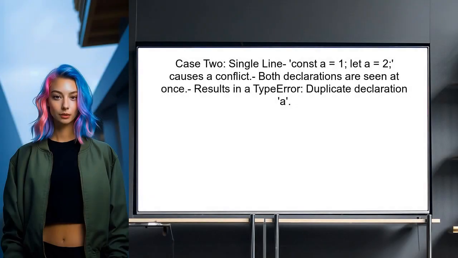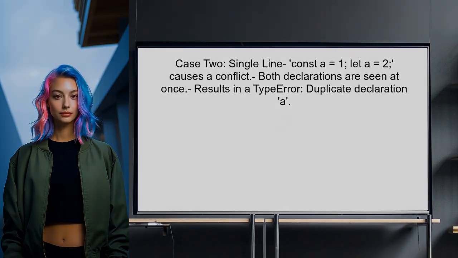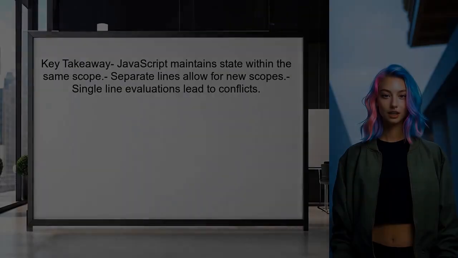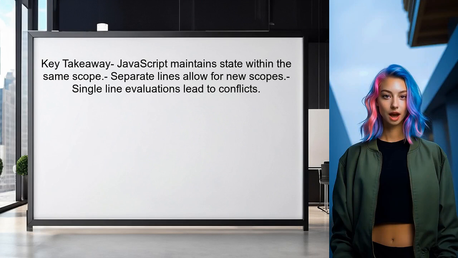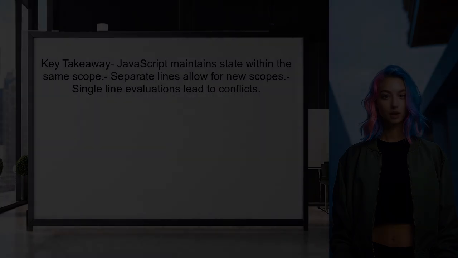In contrast, when the user tries to declare both variables in a single line, the JavaScript engine sees both declarations at once. This leads to a conflict because const and let cannot coexist for the same variable name in the same scope. The key takeaway here is that JavaScript maintains the state of variable declarations within the same scope. When using separate lines, the state can change due to the creation of new scopes, while in a single line, the declarations are evaluated together.